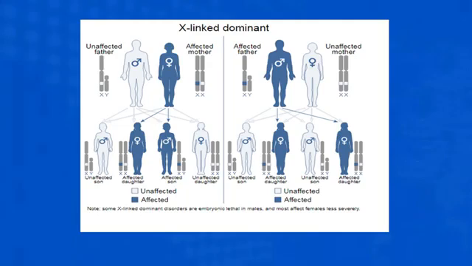If a normal man marries an affected woman who is in a heterozygous condition, then the possibility of having an affected son and daughter is 50%, in the ratio 1:1. In the heterozygous condition, one copy of the gene is mutant and the other copy is normal.